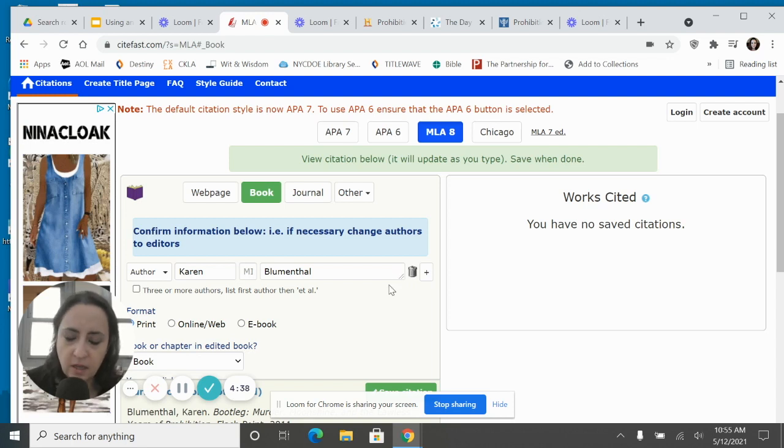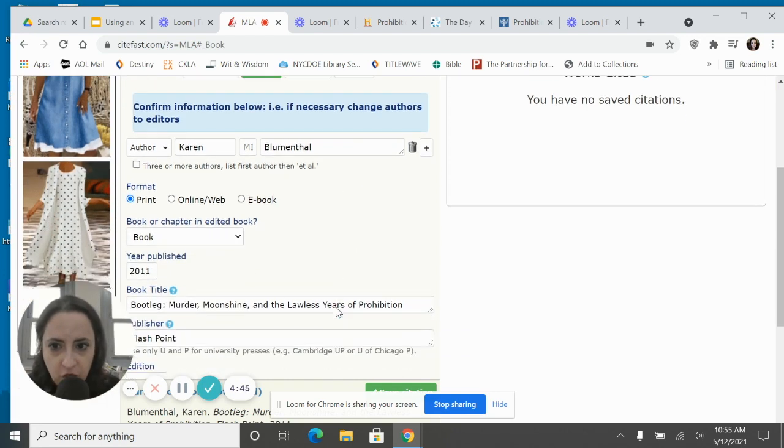So now CiteFast is going to take me back to the manual entry, and I just need to look over it quickly to make sure my information is correct. I have to make sure the information here matches what is on the book. So the author, yes, is Karen Blumenthal. And if any of the information is incorrect, you can go in manually and type it in. The format is print. Yes, this is a physical book that I'm holding in my hand, so that is correct. I am citing the entire book and not just a chapter. The year published is, I'm looking at the copyright page, 2011.